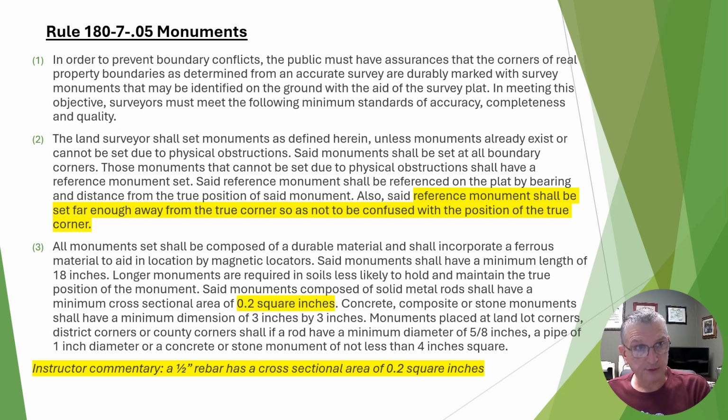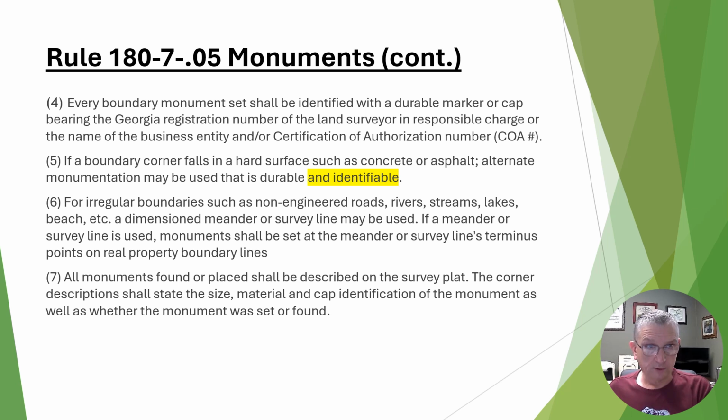Now we'll move on to the rest of the rule. So paragraph 4 says that every boundary monument set shall be identified with a durable marker or cap bearing the Georgia registration number of the land surveyor in responsible charge, or the name of the business entity, and or the certificate of authorization number. So you can choose, a lot of these caps simply say LS1234. Some may say LSF 0999 for a land surveyor firm, your certificate of authorization number. You can put the business entity.